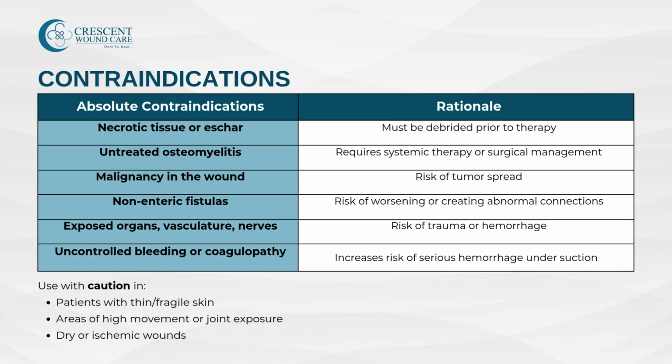Exposed organs or blood vessels. Direct suction over these areas can cause catastrophic injury. Non-enteric fistulas. These abnormal tracts to the skin can worsen with negative pressure. Uncontrolled bleeding. Suction can increase blood loss if the source isn't controlled. Use caution with fragile or elderly skin, due to the risk of skin tears and trauma from the adhesive. Ischemic wounds. If blood flow is not adequate, NPWT might further compromise tissue viability. As nurses, always perform a thorough wound and systemic assessment before starting NPWT.